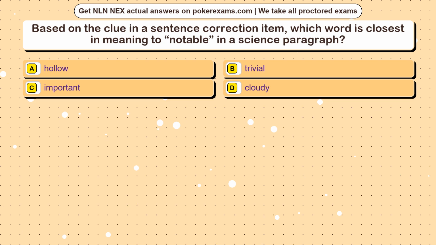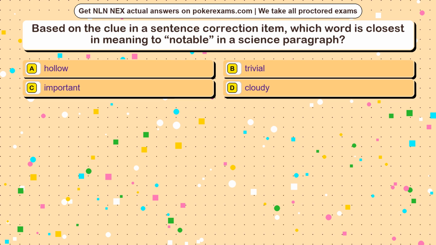Question 17. Based on the clue in a sentence correction item, which word is closest in meaning to notable in a science paragraph? Option A, hollow. Option B, trivial. Option C, important. Option D, cloudy.